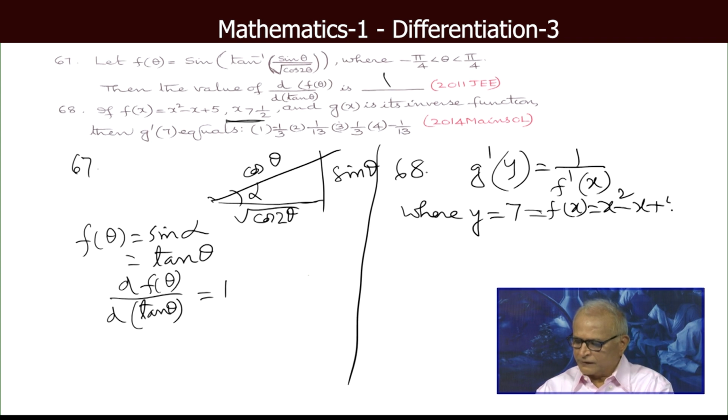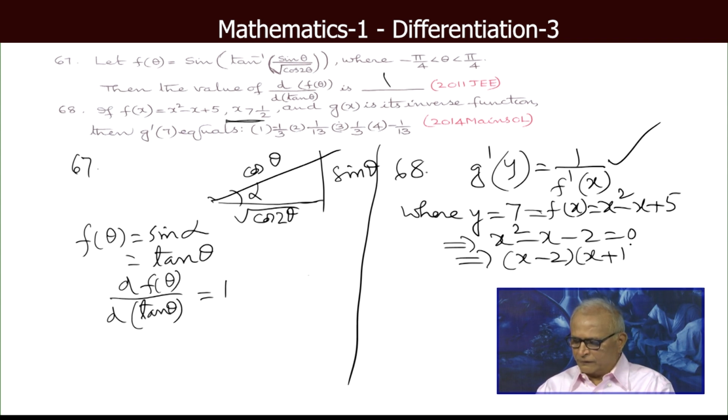Follow? I am using the result for the derivative of the inverse function g dash y equal to 1 by f dash x when g is the inverse of f. Here you want g dash at 7. So, your y is 7, but y equal to f x, that is x square minus x plus 5. When you solve this, x square minus x minus 2 equal to 0, or x minus 2 into x plus 1 is 0. Follow? X is greater than half, so x cannot be minus 1, so x must be equal to 2.